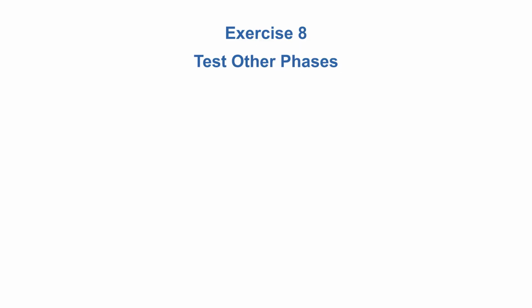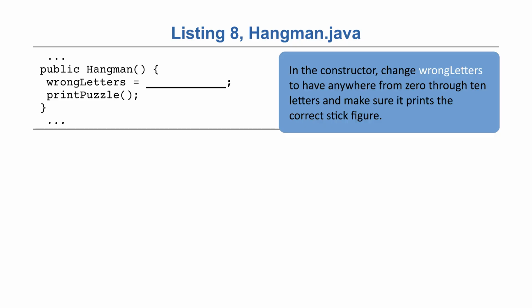We should test it to make sure it works for all possible numbers of wrong letters guessed. Exercise 8. Test other phases. In the constructor, change wrong letters to have anywhere from 0 through 10 letters and make sure it prints the correct stick figure. Run it. What happened? It should have printed the correct phase of the stickman for each of 0 through 10 incorrect letters.